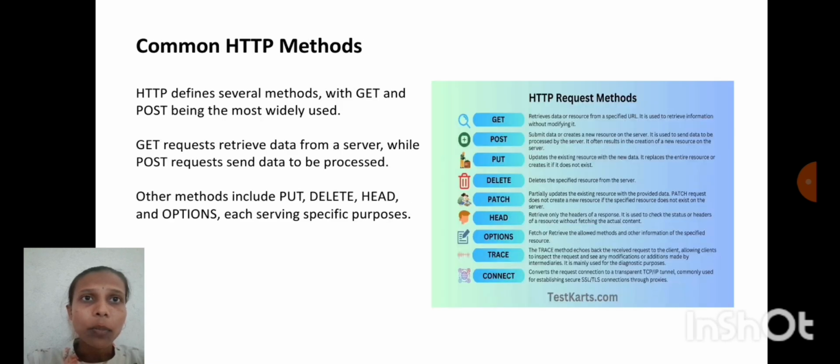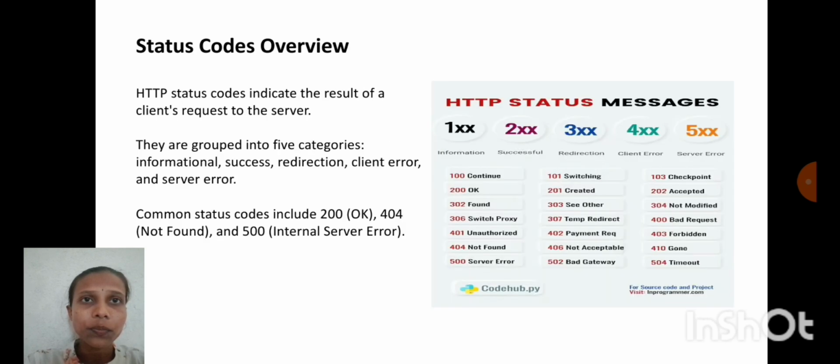Common HTTP methods. HTTP defines several methods with GET and POST being the most widely used. GET requests retrieve data from a server while POST requests send data to be processed. Other methods include PUT, DELETE, HEAD, and OPTIONS, each serving a specific purpose. HTTP request methods: GET, POST, PUT, DELETE, PATCH, HEAD, OPTIONS, TRACE, CONNECT.